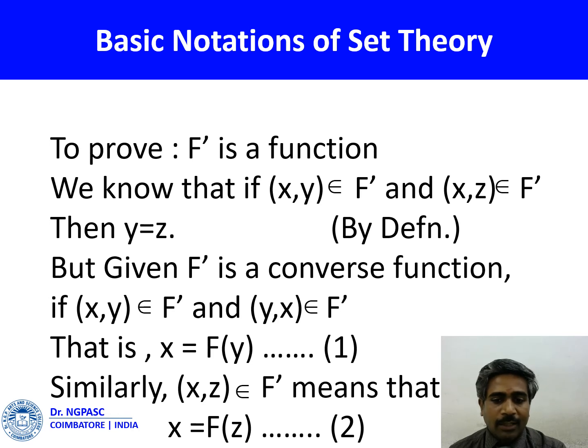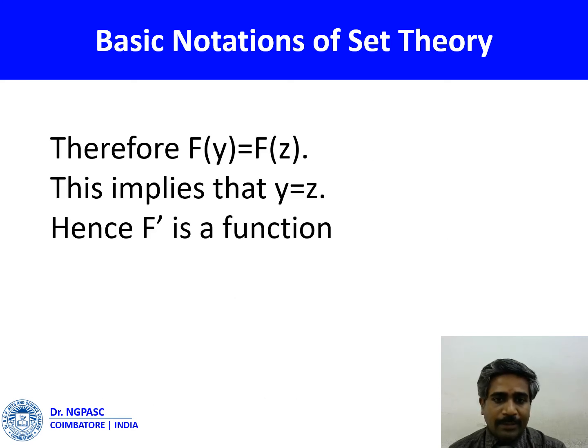That means that x equals f of z. This is taken as the second equation. Now comparing equations 1 and 2, the left-hand side is equal to x in both equations. Then the right-hand side must be equal, that is, f of y equals f of z. This implies that y equals z because f is a one-one function. Hence f inverse is a function.